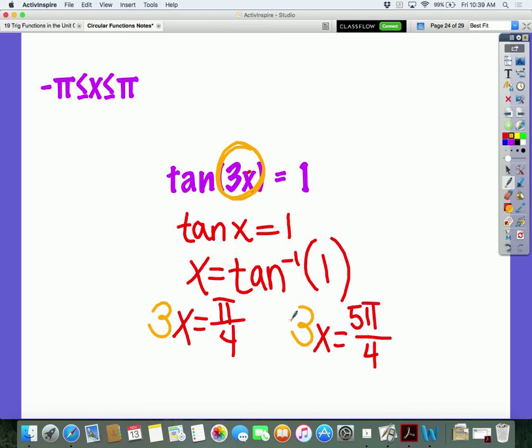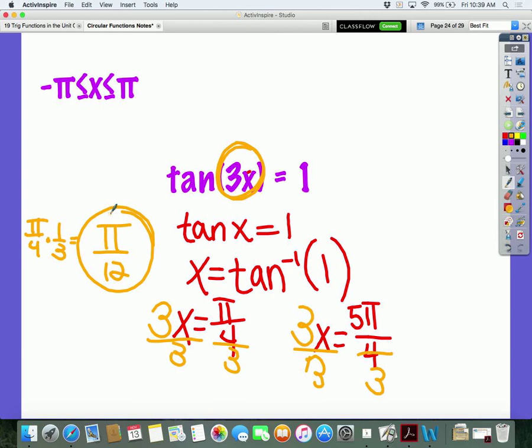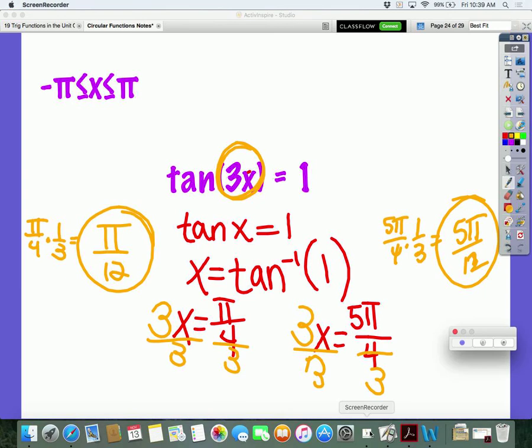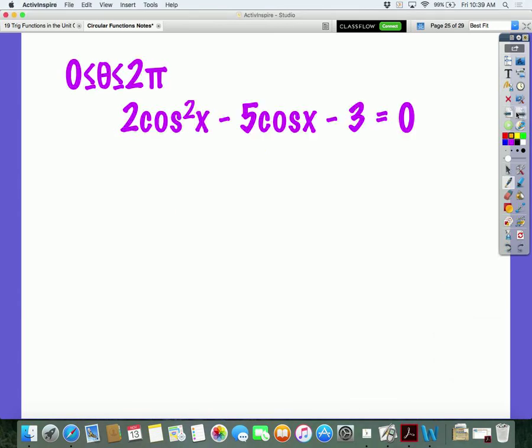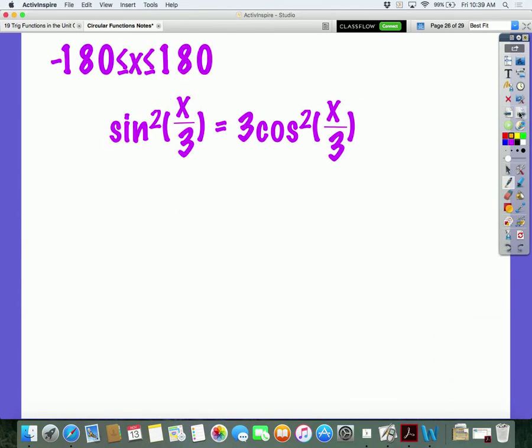We're going to put a 3, and then we're going to end up dividing both sides by 3. So you'll have pi over 4 times 1/3. If you think about it, change flip, one of my solutions is going to be pi over 12. And over here, we'll have 5 pi over 4 times 1/3. So 5 pi over 12 is our other solution. Okay?